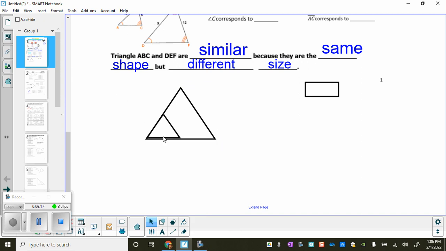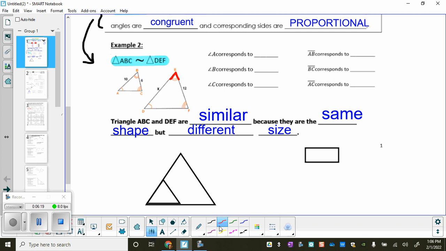The angles won't change. So angle A is in the same spot as angle D. So angle A down here is in the same spot as angle D, and that's what we're going to put right here. Angle B up here, B and E, and of course angle C and then F.